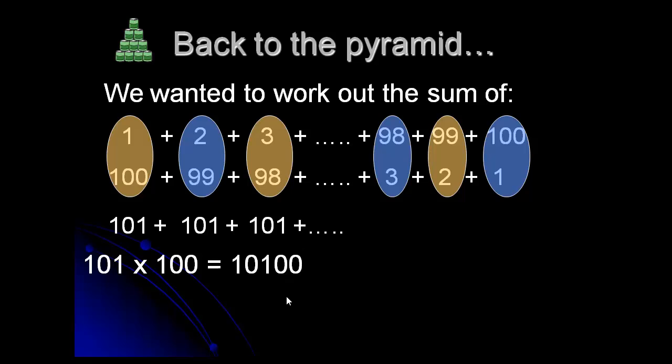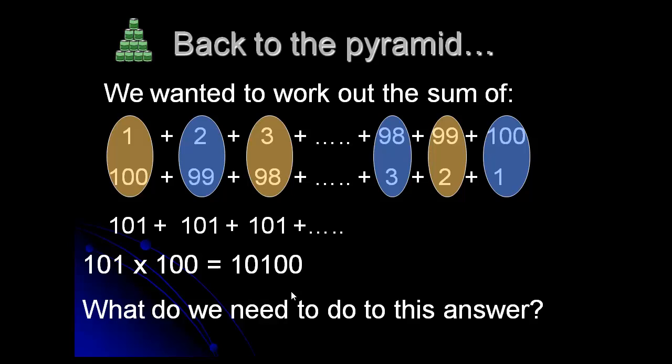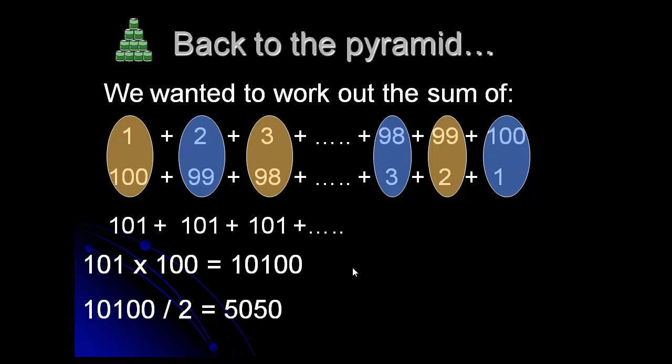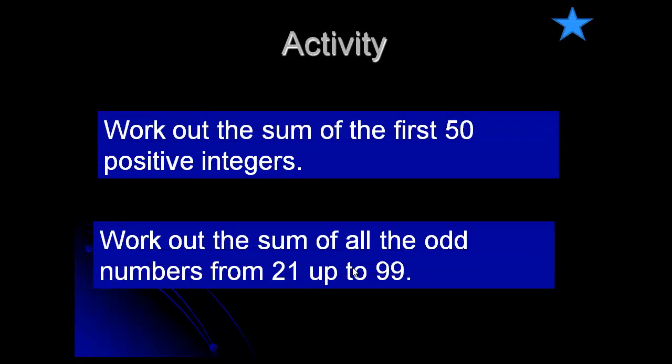It's important to remember, though, that we've doubled our value because we've added the same numbers to our original sum. So to find the answer, we simply need to halve that. So that didn't take long, did it? Have a go yourselves. Work out, using a similar logic, the sum of the first 50 positive integers and work out the sum of all the odd numbers between 21 and 99.